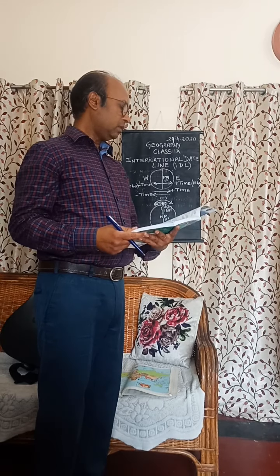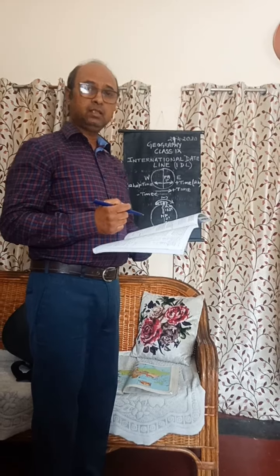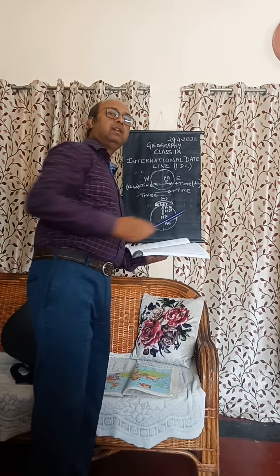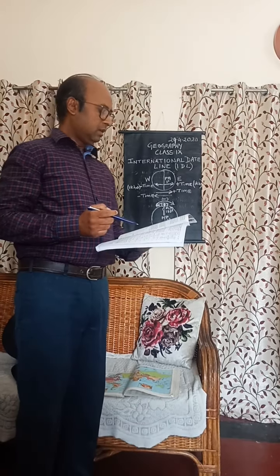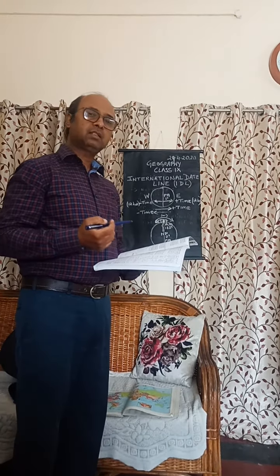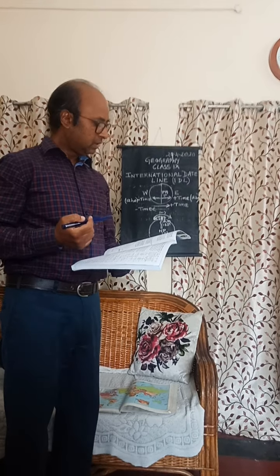Hello students, this is a geography class for class 9, and we are in lesson number 2, geographic grid, and we are doing a subtopic called the international date line. In short, it is called IDL. Now, the international date line is an imaginary line just like the lines of longitude and the lines of latitude.